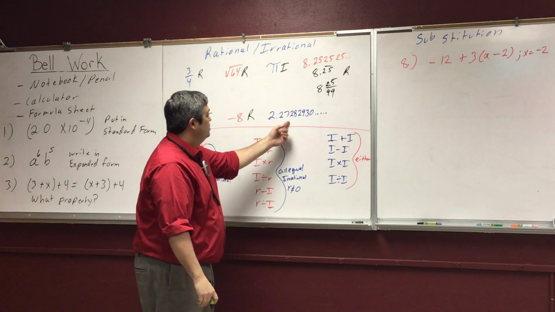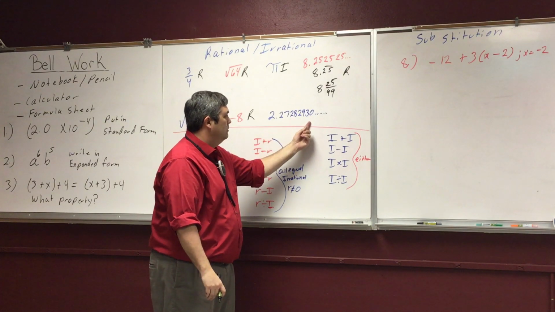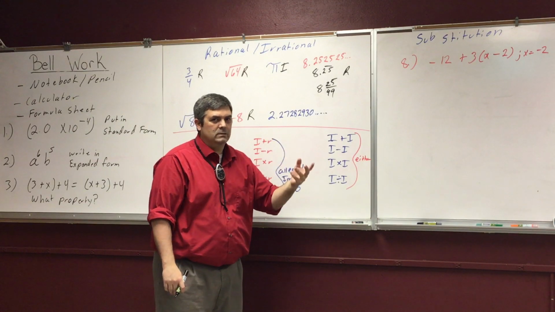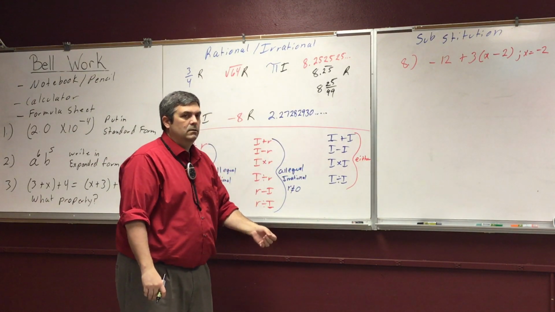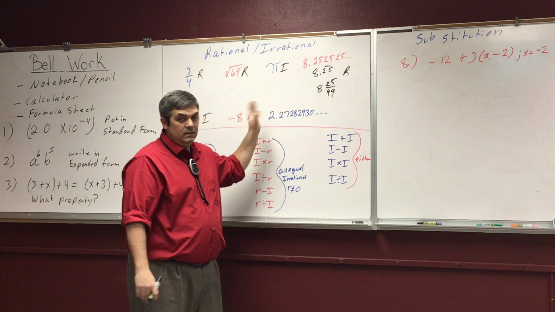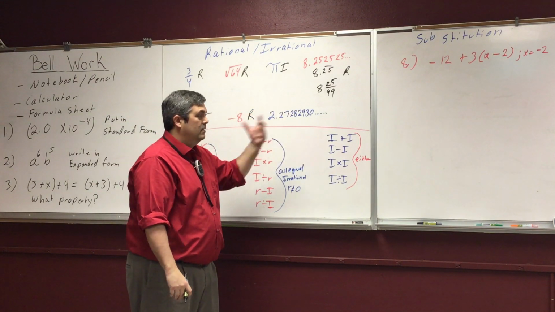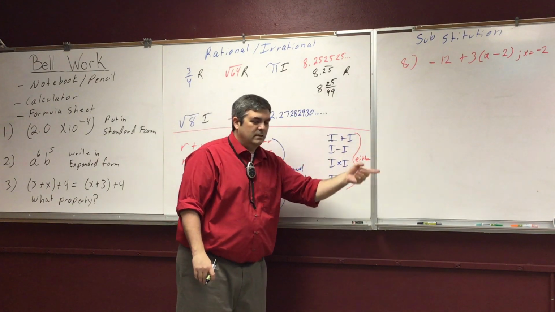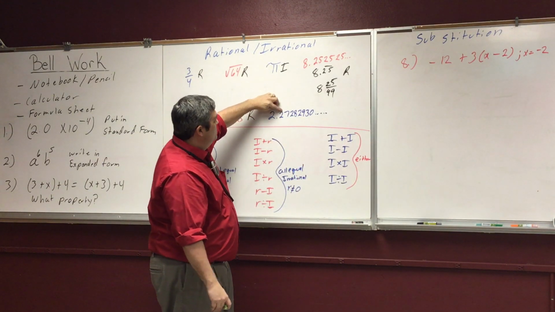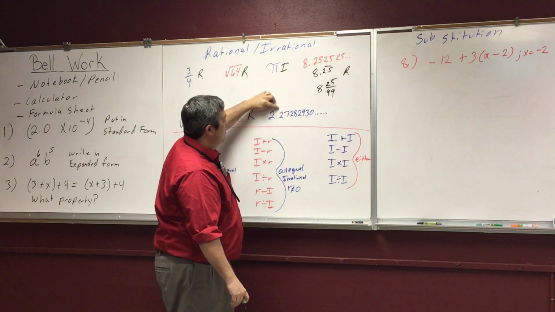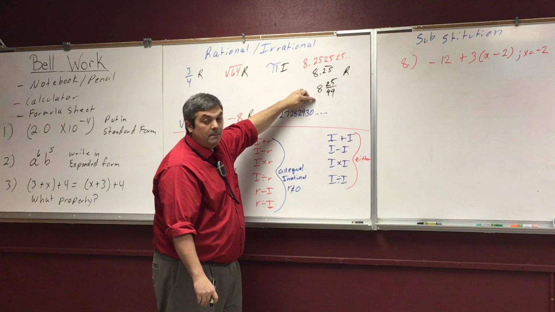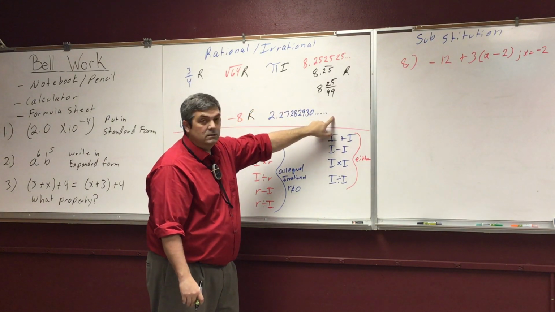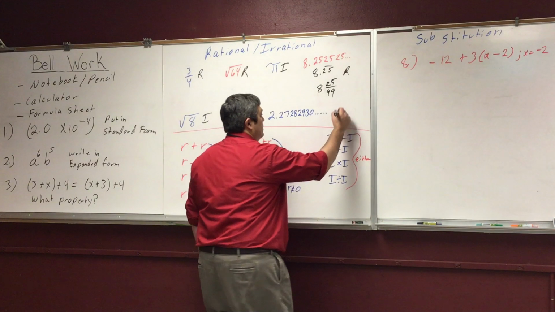All right, 2.27282930 and so on. This looks like it repeats, but it doesn't. Watch this. This is the type of question people like to put on tests. 2.27, 28, 29, 30, dot dot dot. 27, 28, 29, 30 does not repeat. It's a pattern, but it doesn't repeat, and it never ends, so it's got these dots out here. That is an irrational number.